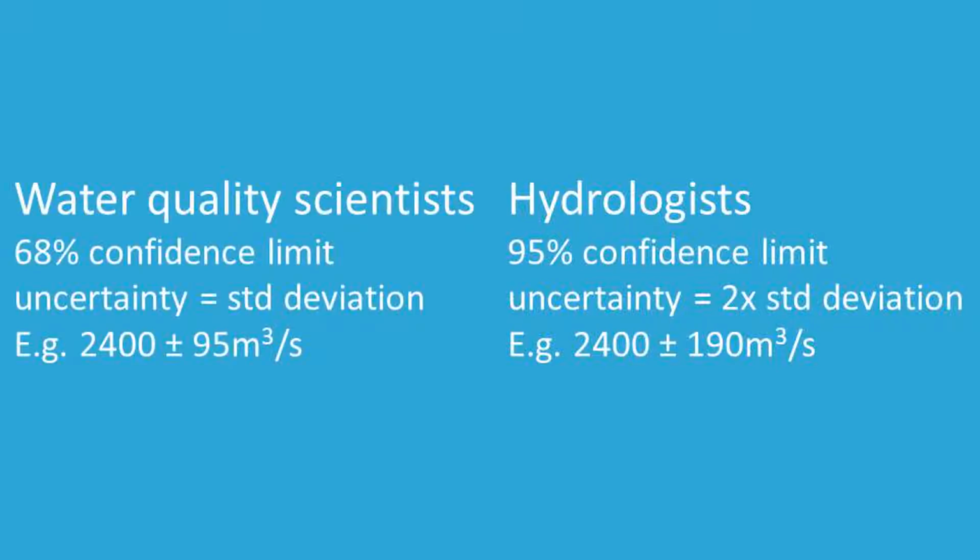For example, a flow given by a hydrologist as 2,400 plus or minus 190 cumecs is really 2,400 plus or minus 95 cumecs to a water quality scientist. You're not asked to enter the confidence limit for an uncertainty value, so just be aware of this difference and understand what your office practice is, especially if you're talking to someone on the other side of the fence.